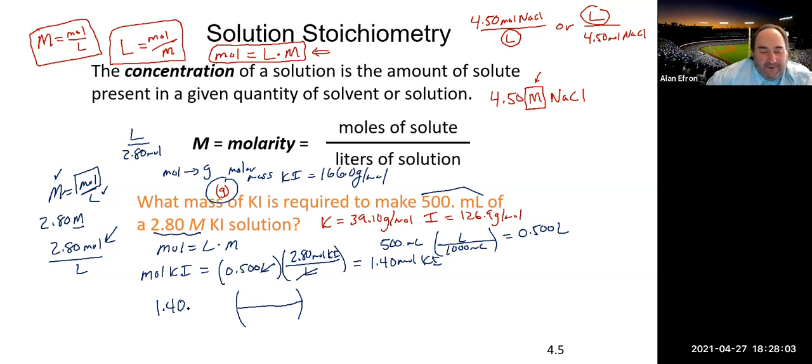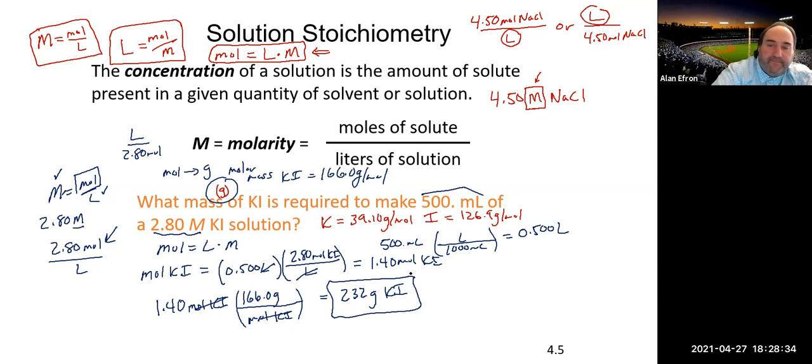All right, these are actually moles of KI. There we go. And now we would put the grams up on top there, 166 grams per mole of KI. Now that I got the right units going, our moles are going to cancel. So 166 times 1.4 is going to get us 232 grams of KI. Any questions on those steps?